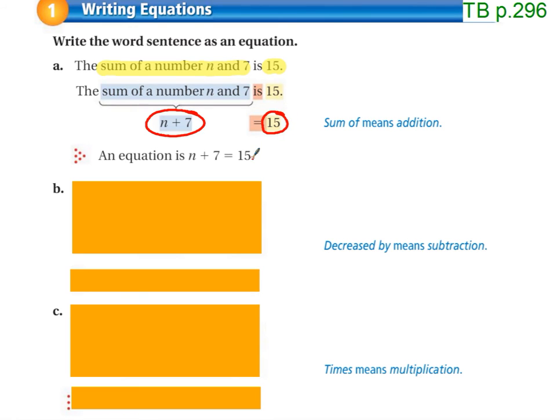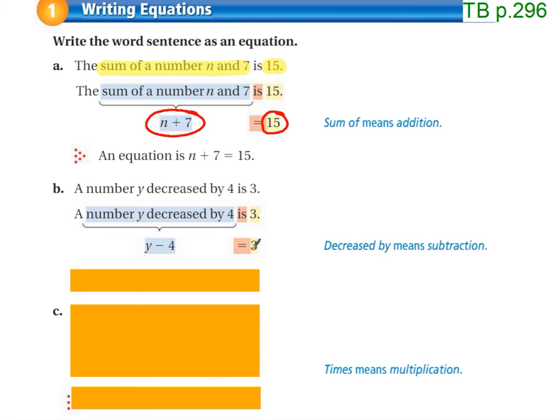Okay, the same thing is true with subtraction. I'm looking at the keywords. This time the keyword is decreased by. So I have y minus 4 on the left. When I have the word is, it means equals. And then 3 goes on the right. So final answer, y minus 4 equals 3.